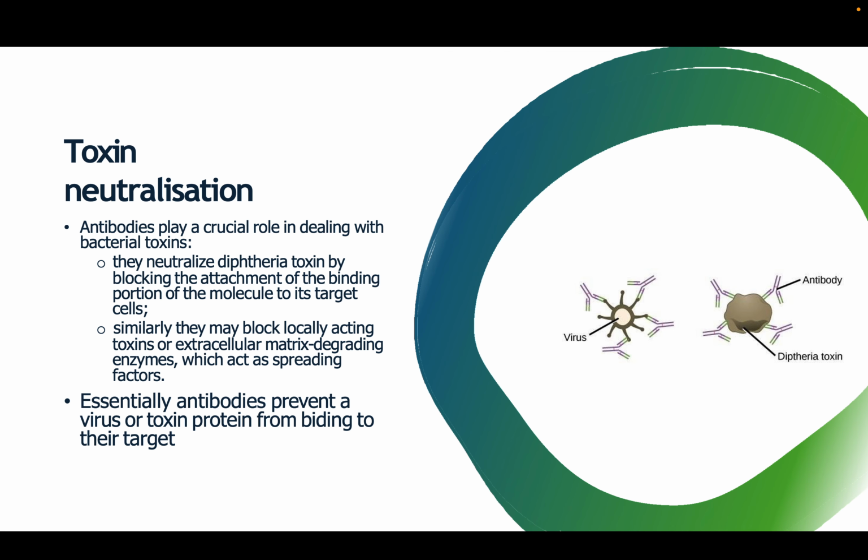So toxin neutralization. We know that there are bacteria, for example, botulism, that release toxins, like the diphtheria toxin. The bacteria per se does not kill us. It's actually the toxin that gets released that can kill us and cause paralysis. So we can create antibodies that are able to neutralize it and not allow it to do anything.